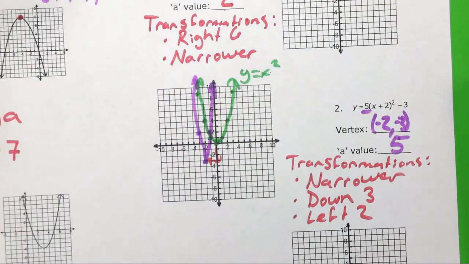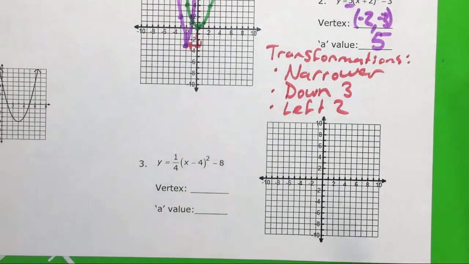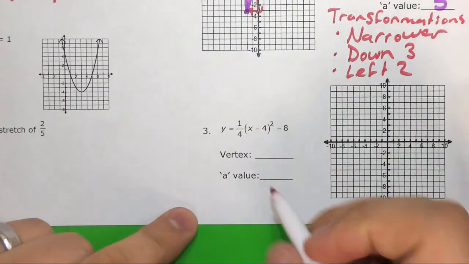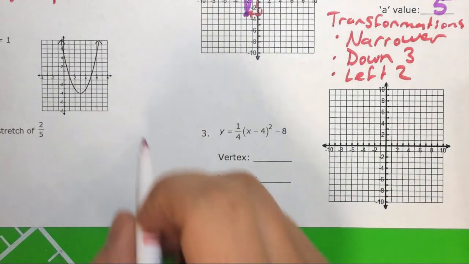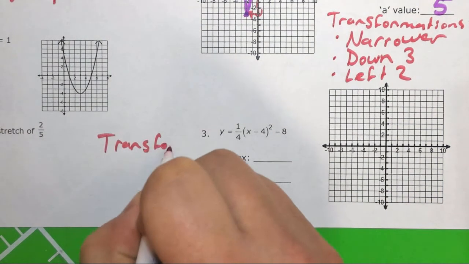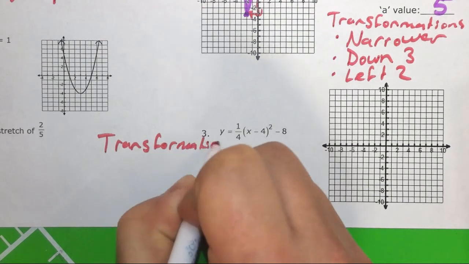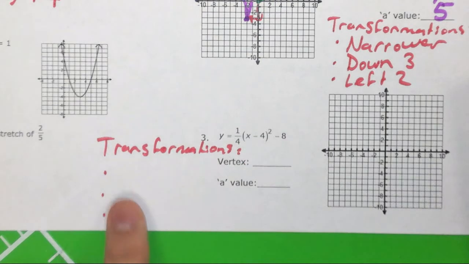So again, go ahead and pause the video. Now you can work on number 3. Okay, you got the idea. Make sure you list your transformations that are going on here with number 3. Let's put them over here. We can do transformations, and there's going to be 1, 2, 3 of them. So make sure you include your transformations along with your vertex and a value. Graph that thing.